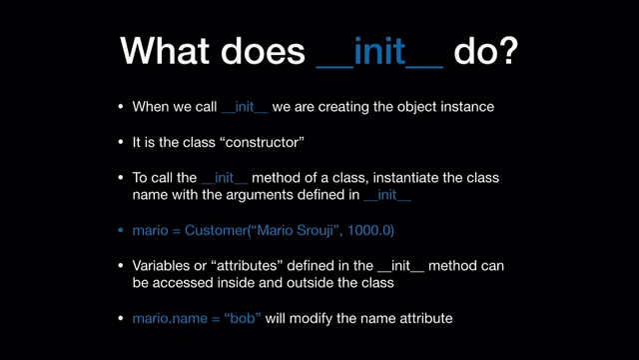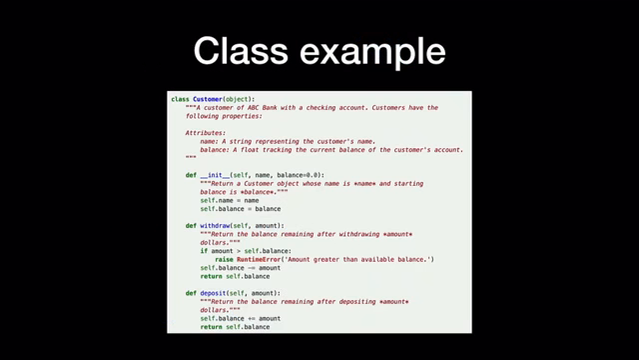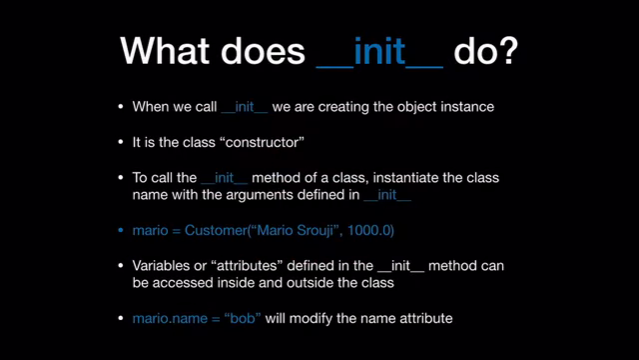So now, what does the init method do? We see here, this class has an init method. Essentially, what init is doing is, when we call init, we are creating the object instance of this class. It's essentially called the class constructor.